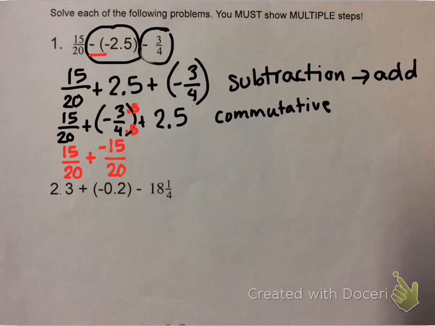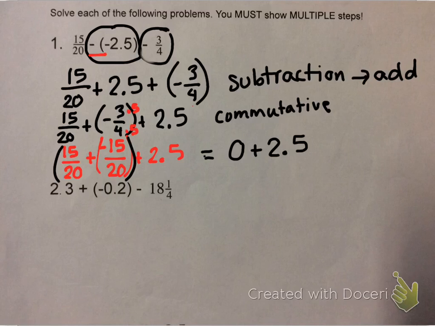And then I'm going to rewrite the rest of the problem. So it's now going to be 15/20 plus negative 15/20 plus 2.5. What numbers can you combine nicely now? The 15/20 and negative 15/20, which is going to equal 0 plus 2.5. And then when you combine 0 plus 2.5, you get a final answer of 2.5.